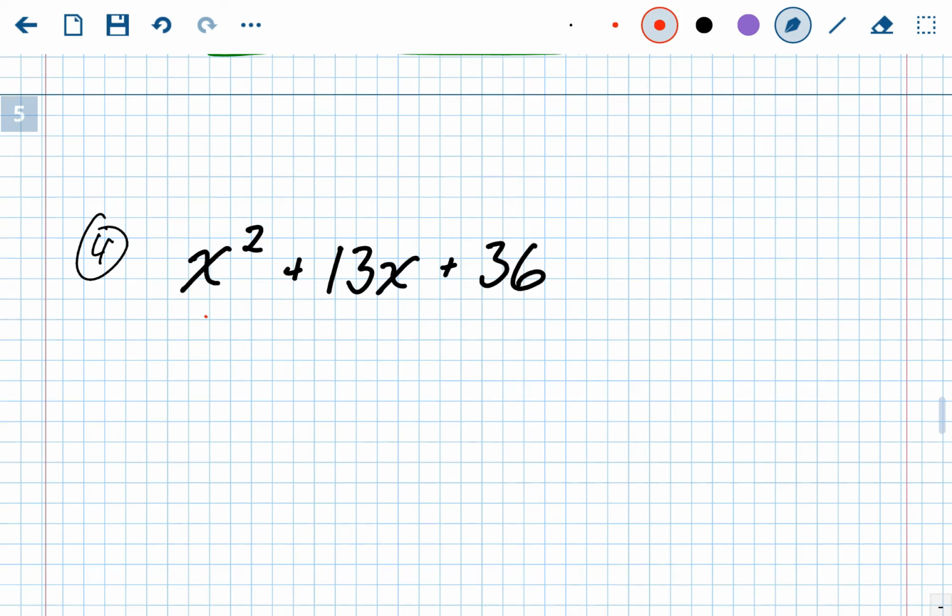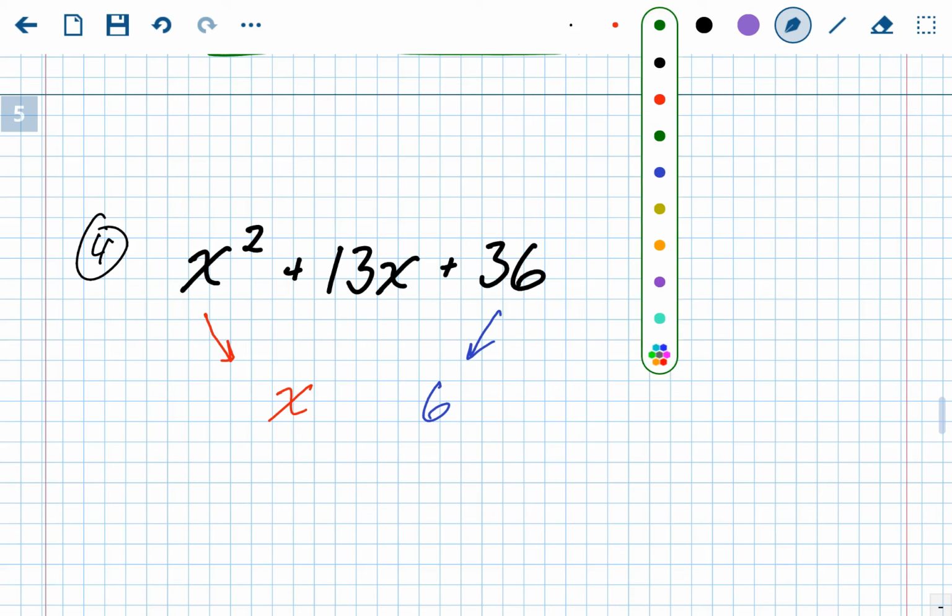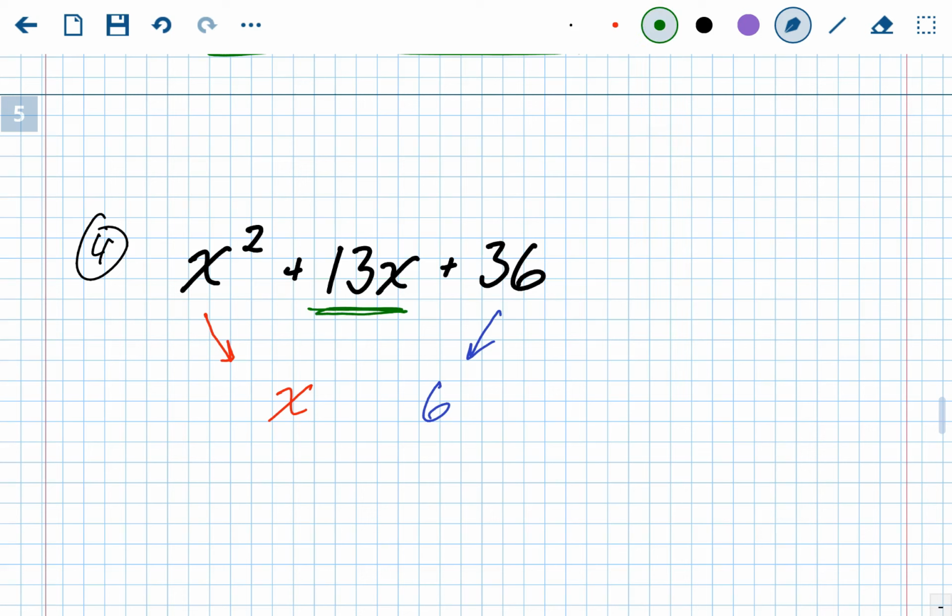So if we're looking at this trinomial, x squared, the first term, is a perfect square. The last term, 36, is a perfect square, 6 times 6. Multiply those together. x times 6 is 6x. Double it, and you get 12x. We don't need 12x. We want 13x. This one's not a perfect square trinomial.